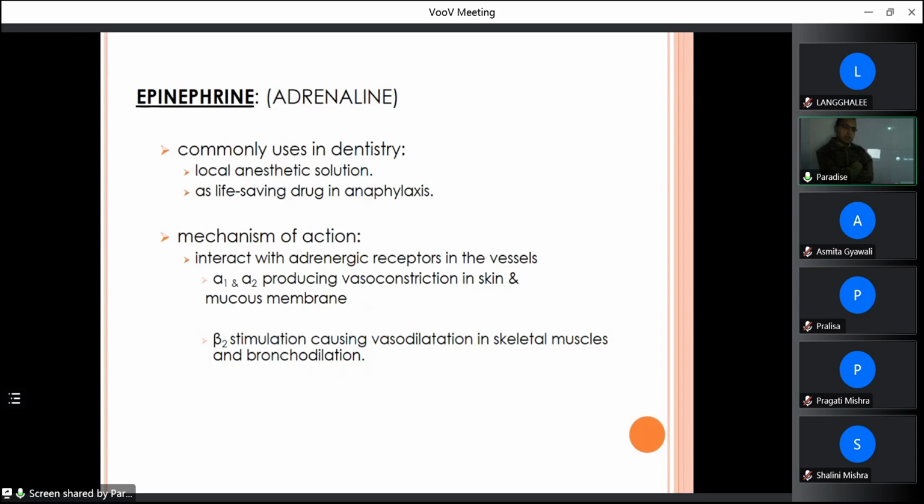As well as there is not only adrenaline, there are other drugs as well. So you can't use such adrenaline which is present in the local anesthetic vial in case of anaphylactic shock or in case of emergency condition.